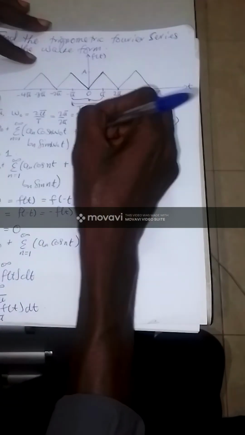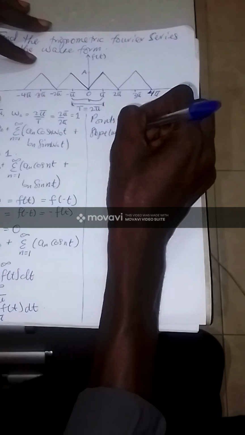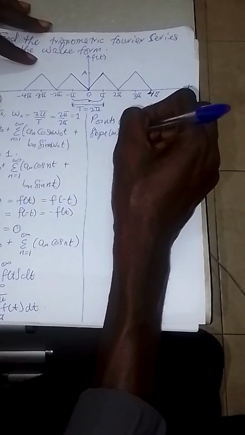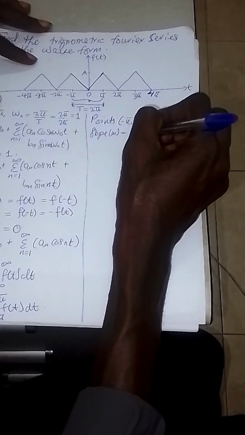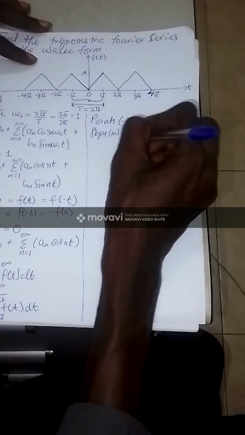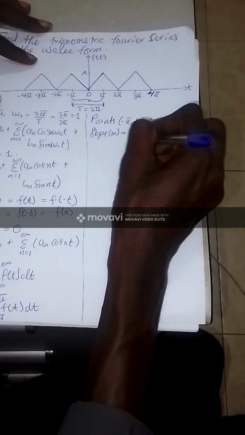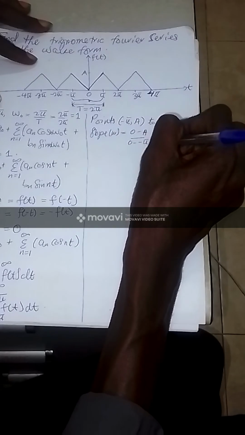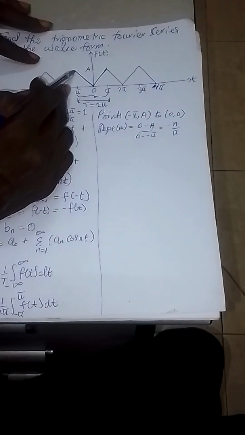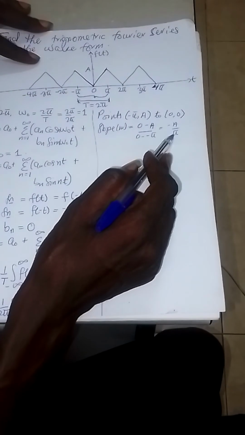So y2 minus y1. So 0 minus A. Okay, 0 minus A, y2 minus y1. And here, x2 minus x1: 0 minus minus pi, which is pi. So the slope is minus A over pi. This makes sense because our line is from minus pi, A to 0, 0, which is descending. So the slope has to be negative.